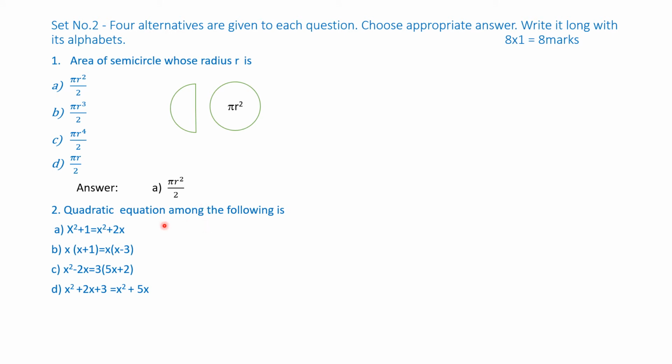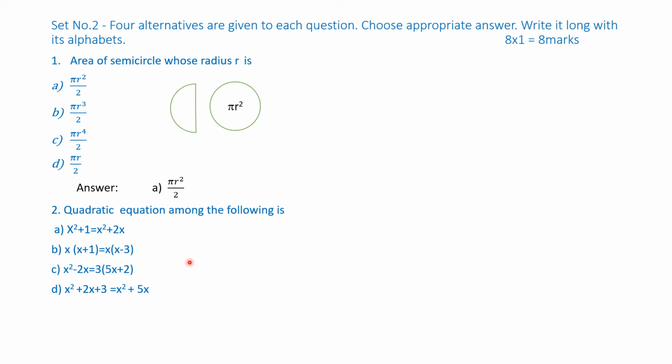Question number 2. Quadratic equation among the following is, he has given 4 options. X square plus 1 is equal to x square plus 2x. X into x plus 1 is equal to x into x minus 3. X square minus 2x is equal to 3 into 5x plus 2. And x square plus 2x plus 3 equals x square plus 5x.